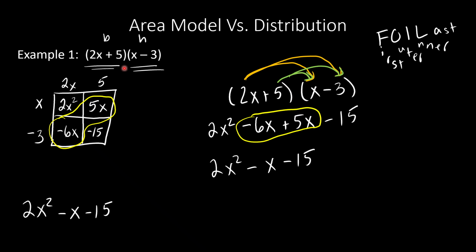You take everything in that first set of parentheses and you distribute it one at a time through everything in the second set of parentheses. Now, looking at the two strategies side by side, you should recognize that you're getting all the same terms here. So you have a 2x squared and a 2x squared, negative 6x, negative 6x, 5x and 5x, and a negative 15, negative 15, and you're combining the terms.